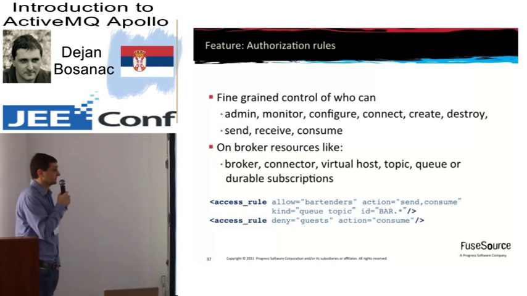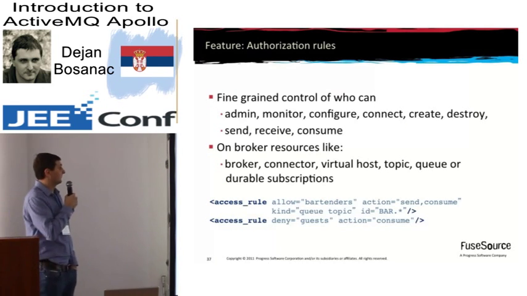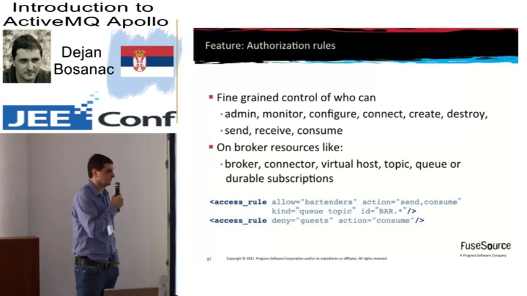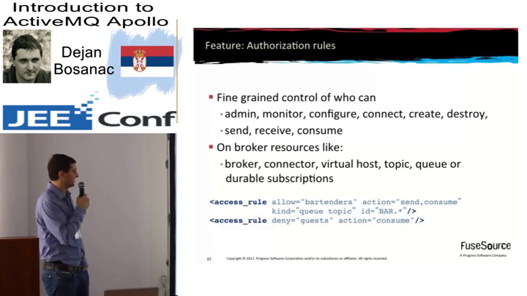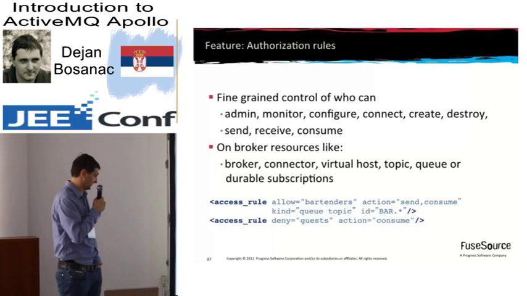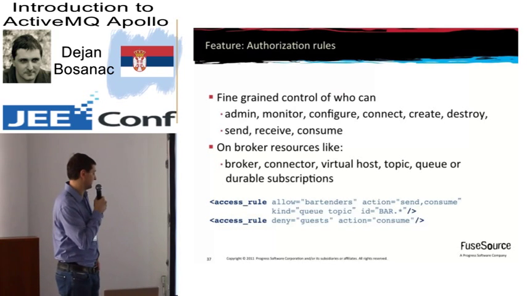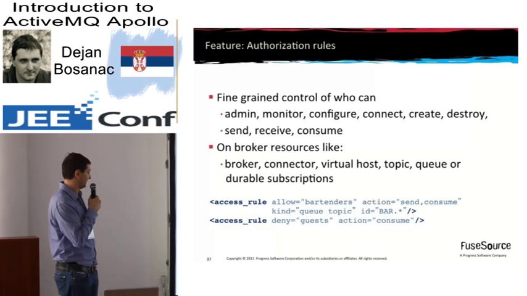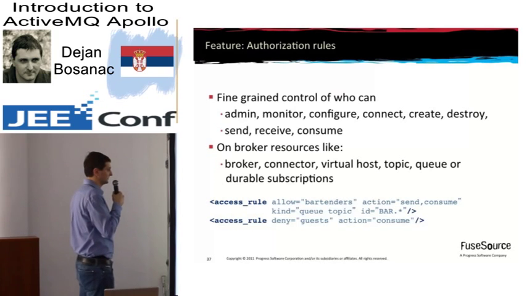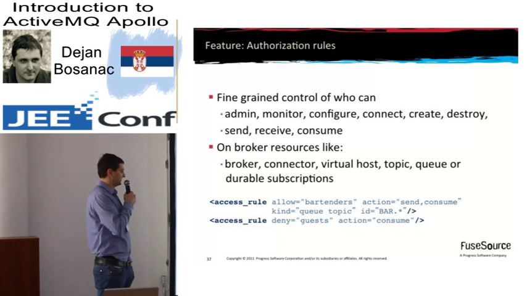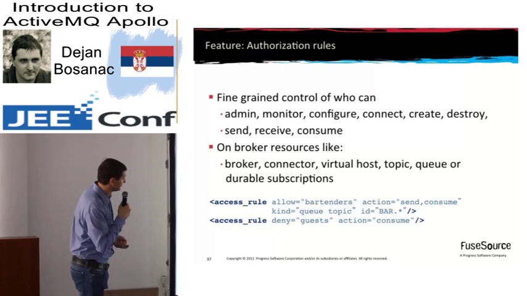After authentication always comes authorization, right? So we have fine-grained access control, so we can determine who can administer, consume, send or receive messages from certain destinations, and all of the broker resources, like destinations, certain connectors, and the broker itself, can be secured in this way. You can see here a simple example of how to do it, and of course, like in ActiveMQ, we support wildcards for easier configuration.